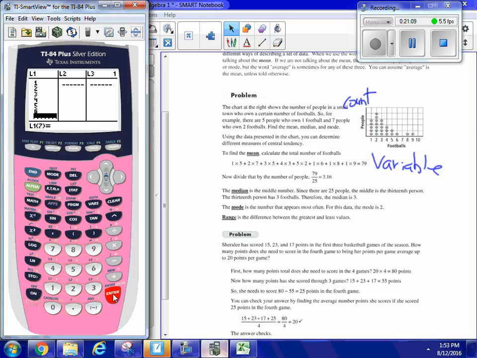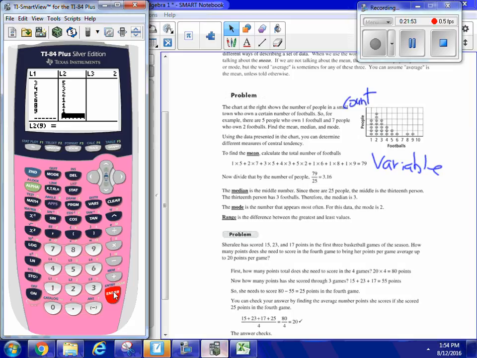Now, how many of them have 1? Well, 5 have 1. How many have 2? 7 have 2. This is where I'm entering in my count. How many have 3? 5 have 3. How many have 4? 3 have 4. Again, it's my count. How many have 5? 2 families have 5. How many have 6? 1. How many have 8? 1. How many have 9? 1. So I've entered in my data. My variable is L1. My count is in L2, or my frequency is in L2.